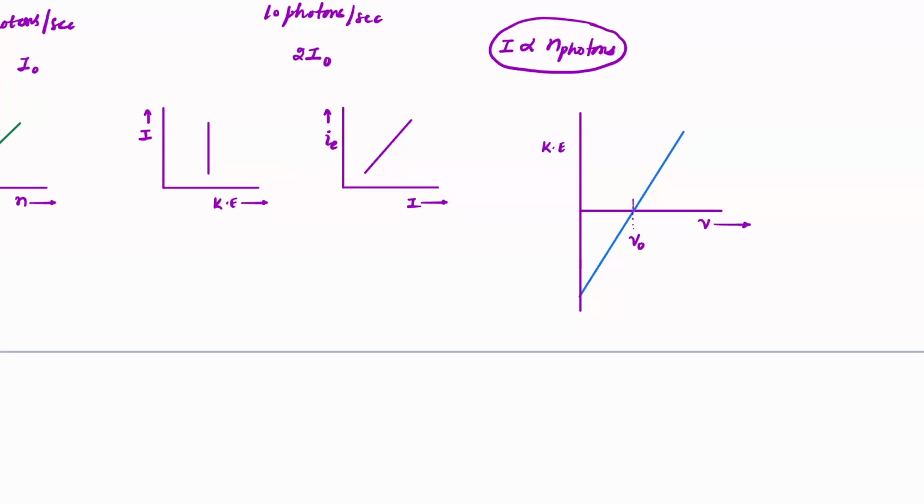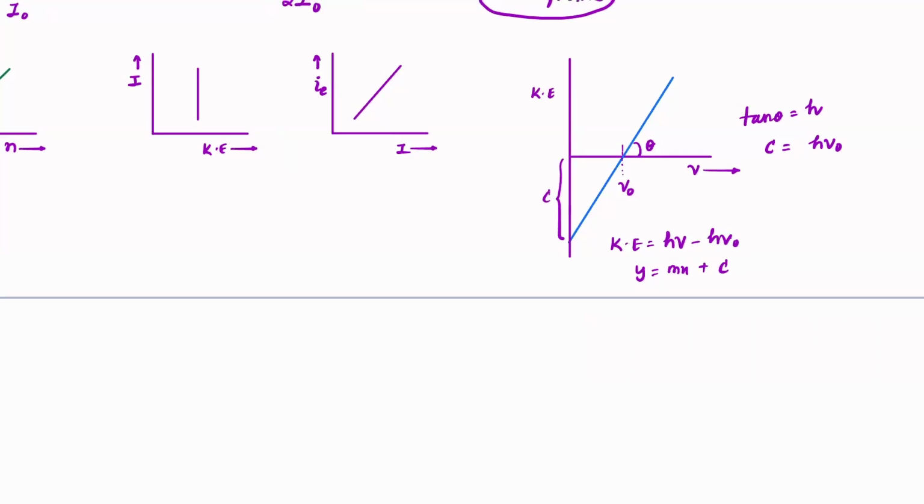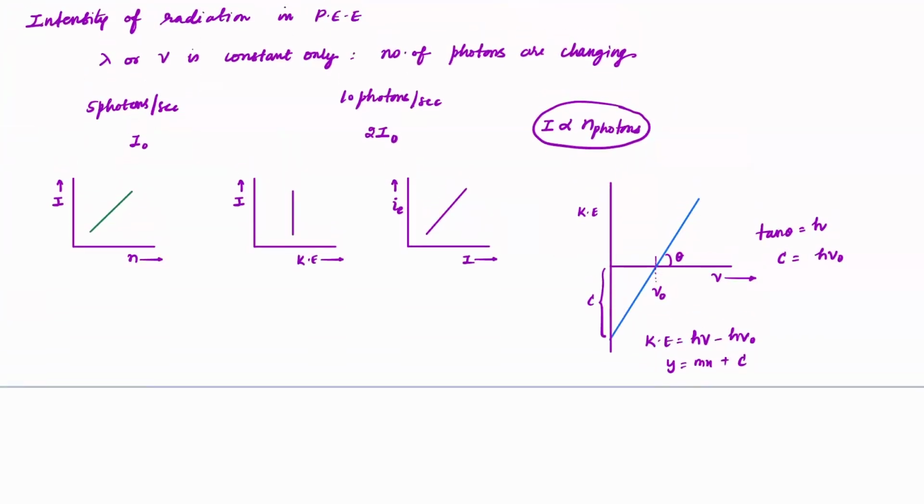Okay. So how is the equation here? You know that kinetic energy is equal to h nu minus h nu naught. So if this is angle theta, I can say tan theta is equal to h, and the y-intercept, which is c, is equal to minus h nu naught. Okay, so this is like y is equal to mx plus c. So you can see the intercept is negative, so that's why it is a negative intercept value. This is c. I hope all of you got that.